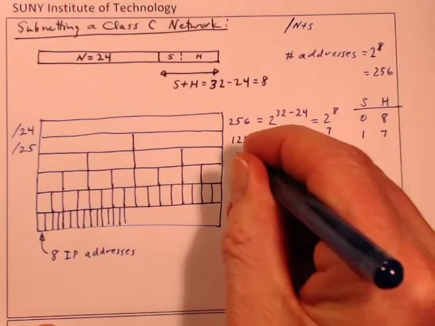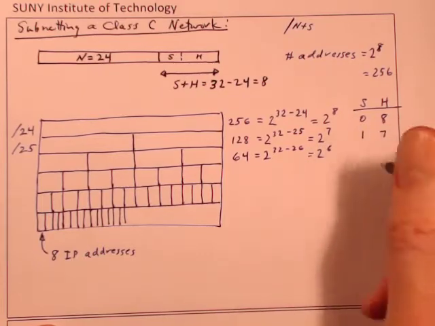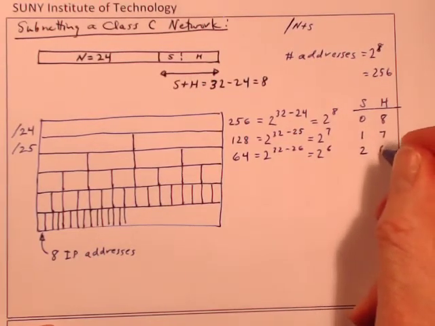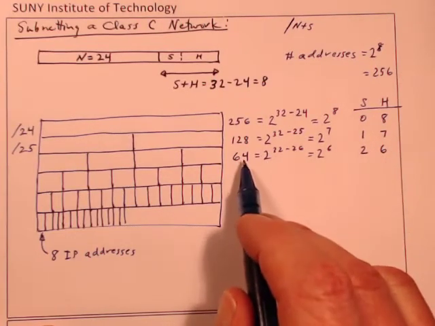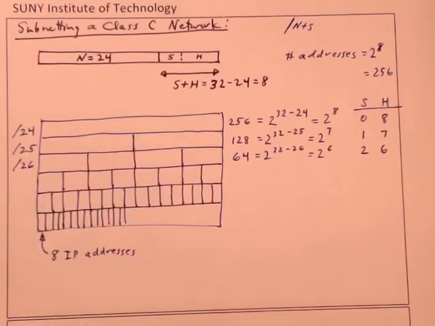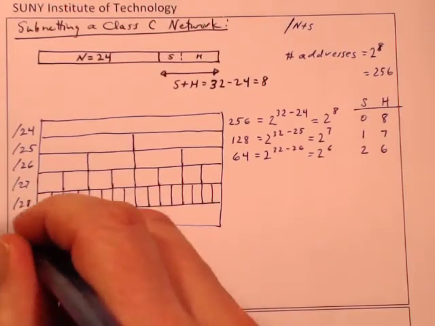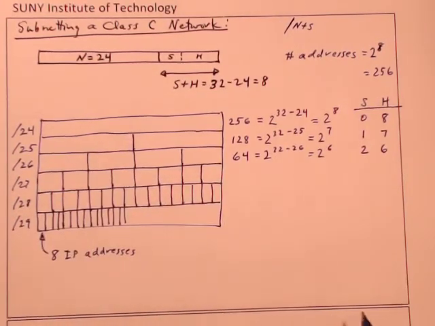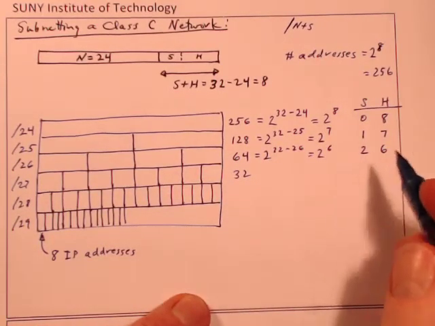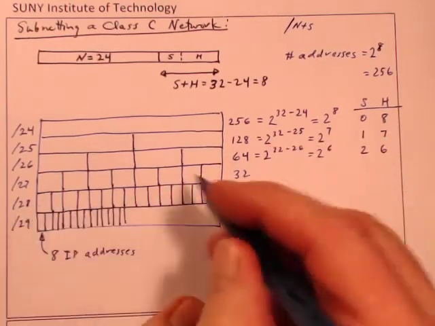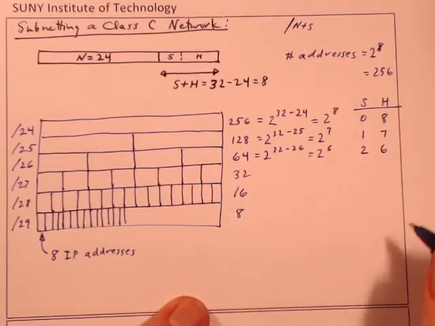And the pattern continues. We have 64 addresses here, which is 2 to the 32 minus 26, or 2 to the 6th. S is 2 here, and H is 6. And when H is 6, we have 2 to the 6th, or 64 addresses. This is a slash 26. Pattern continues. We have a slash 27, and a slash 28, a slash 29 network. In the slash 27, we have 32 addresses per subnet. In the slash 28, we have 16 addresses per subnet. In the slash 29, we have 8 addresses per subnet.